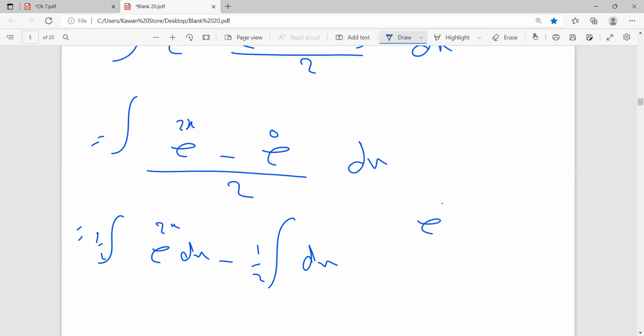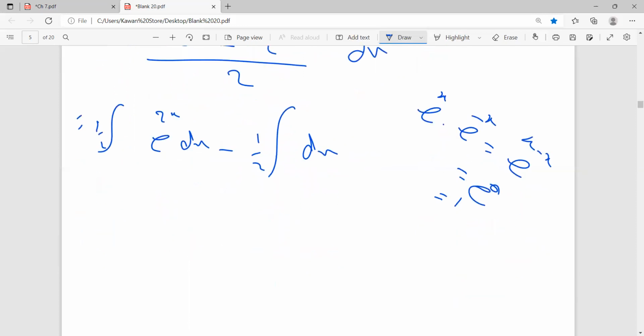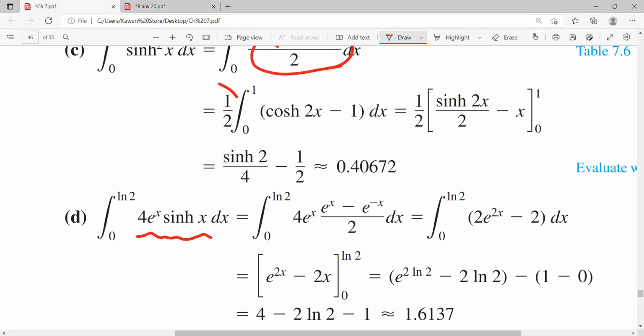Because you have e to the power x multiplied by e to the power minus x, the bases are equal, so we add the exponents. x minus x is equal to 0, and e to the power 0 is equal to 1, right? That's why. And you know how to solve e to the power 2x. Any question? Good. It's easy because you saw that one.